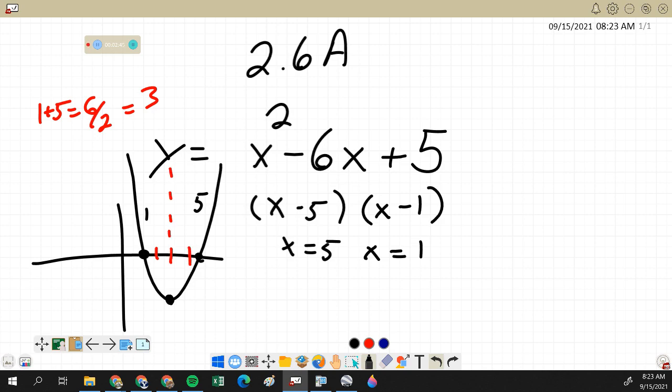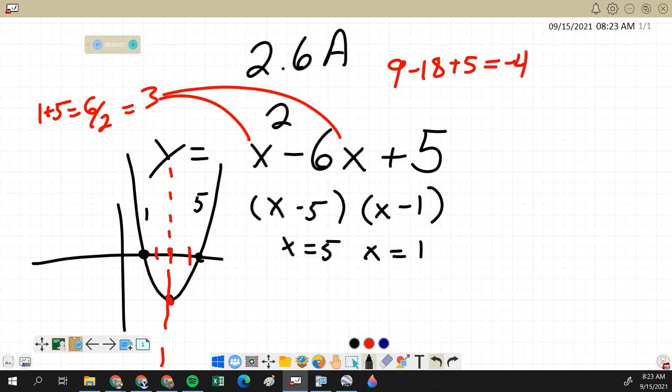So this is the center line. So I just need to know, where does that graph occur at x equals 3? So I just plug 3 in there, and I get 9 minus 18 plus 5. That would be negative 4. So this point right here, called the vertex, is (3, negative 4). That's one way to do it.